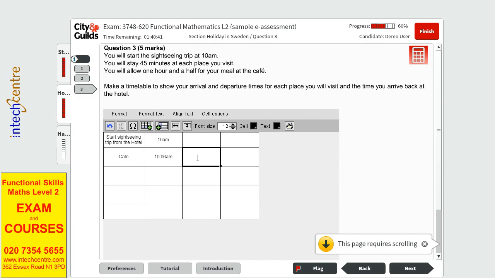So leave the cafe at 45 minutes. It should be 10:45, 10:51. So you add the 45 minutes to 06 to find out what time you'll be leaving. Actually, hold on, it says we stay for an hour and a half for the meal. So we actually have 11:30, 11:36. You'll be leaving the cafe.